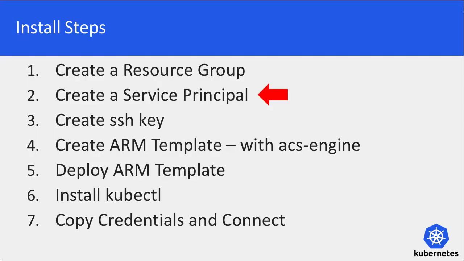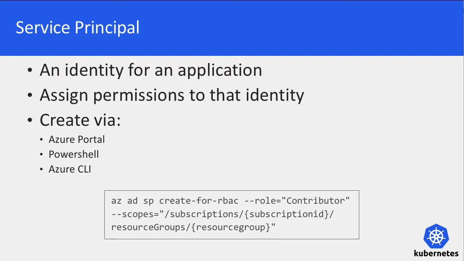The second step is for us to create our service principal. So a service principal is an identity for an application, and you assign permissions to that identity. We need to create a service principal because when we create our Kubernetes cluster, we need to give it the identity so that it's able to do things like create a load balancer or a public IP on our behalf.